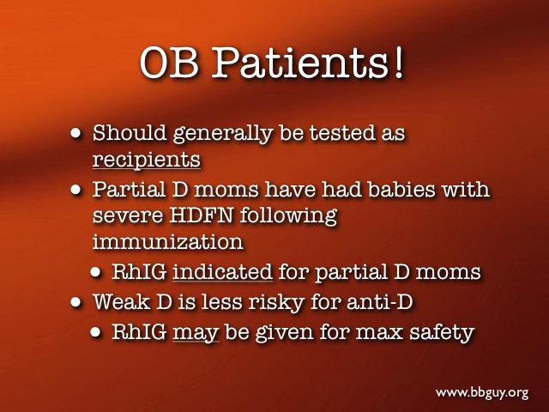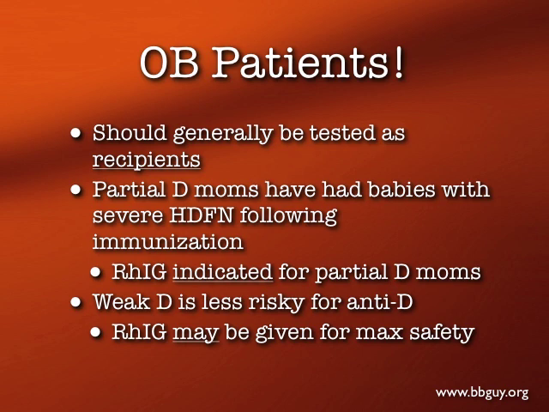What about obstetric patients? Well, obstetric patients, you should basically treat them the same way, in my opinion, as recipients. In other words, if someone is D negative on initial testing, you should leave them as D negative and treat them as D negative, even if that means that they've been treated as D positive elsewhere. The reason for that is that people who are partial D should be left as partial D, because partial D moms exposed to D positive red cells have made anti-D. So partial D moms should get Rh immune globulin when it's indicated.